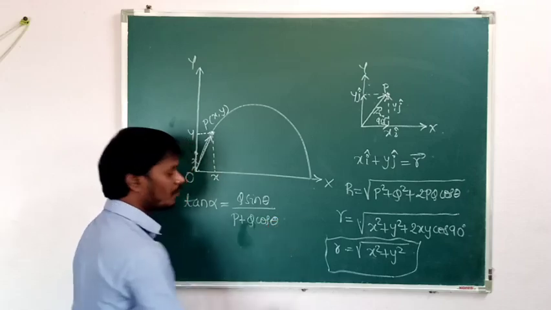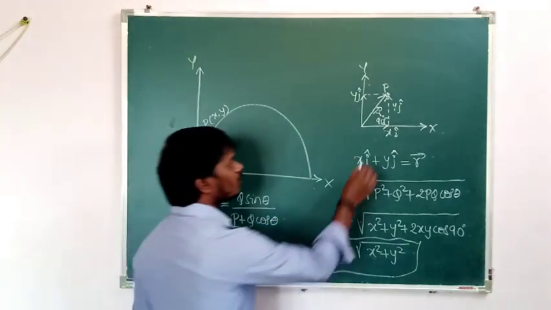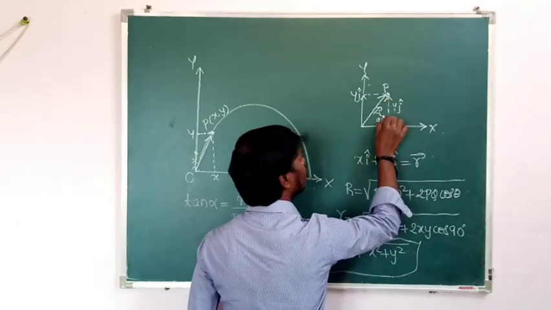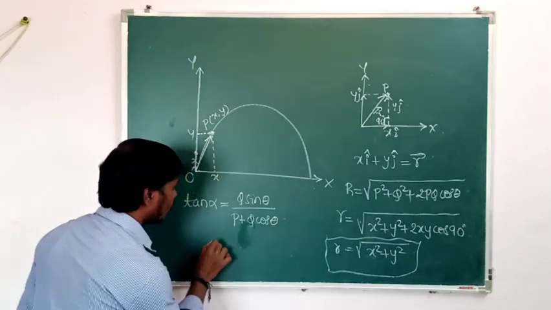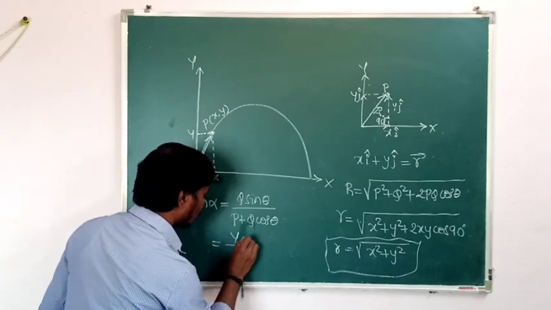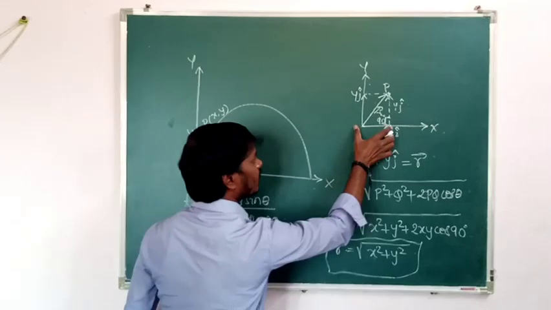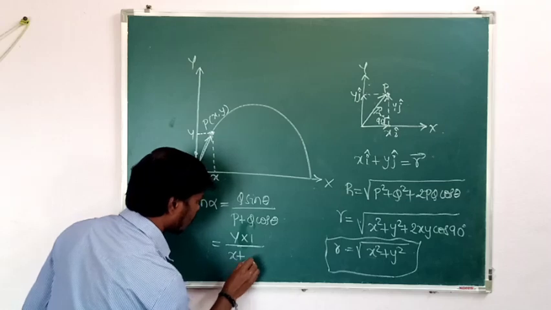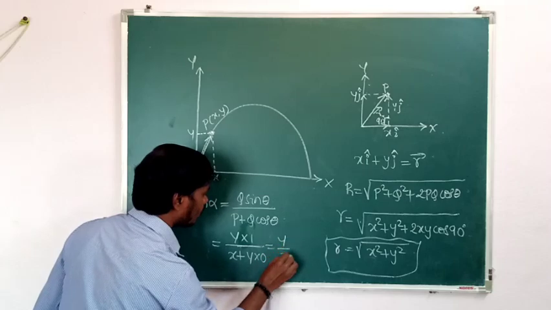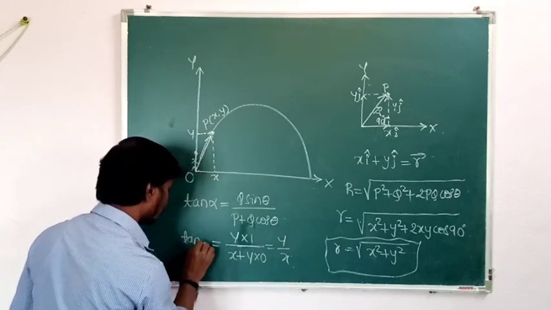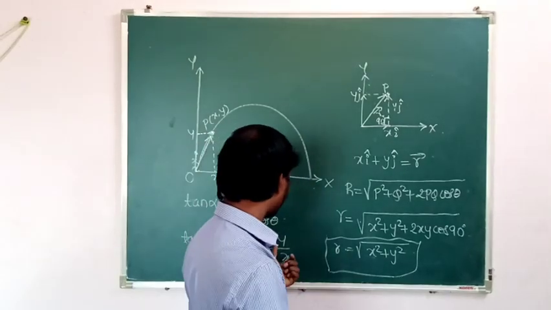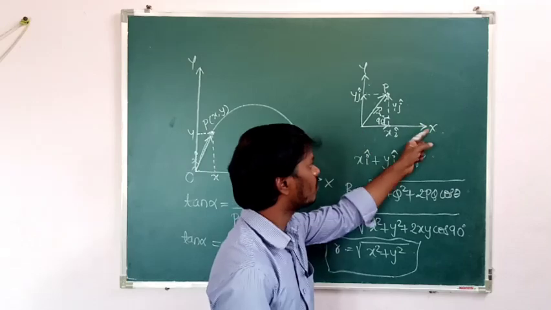p plus q cos theta. Then what is theta? What is the angle between the vector xi and the vector yj? That is 90 degree. Then sin 90 is 1. Q is nothing but y into 1. P is nothing but x plus y into cos 90, that is 0. Then it is y by x. Then it is tan alpha. Then alpha is equal to tan inverse of y by x. It is the formula used to find the direction of position vector with respect to x axis.